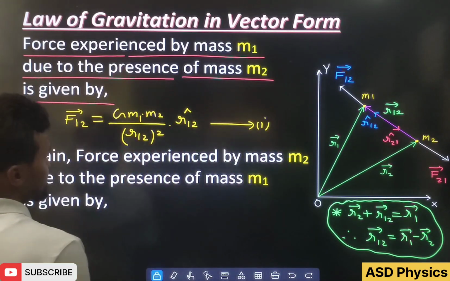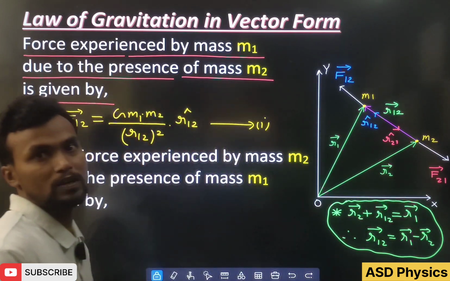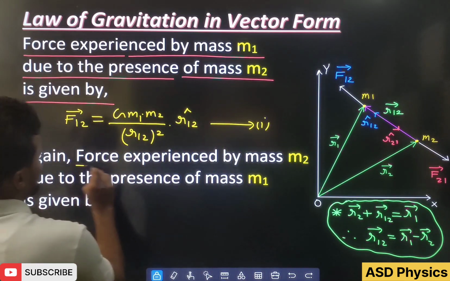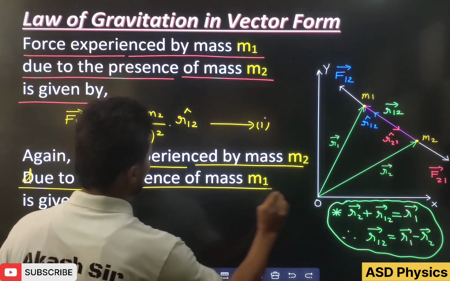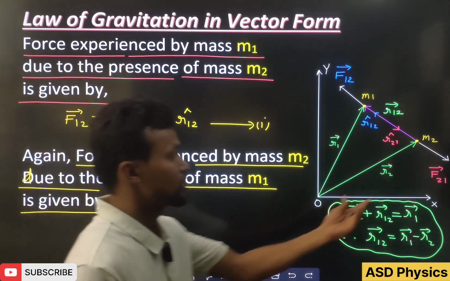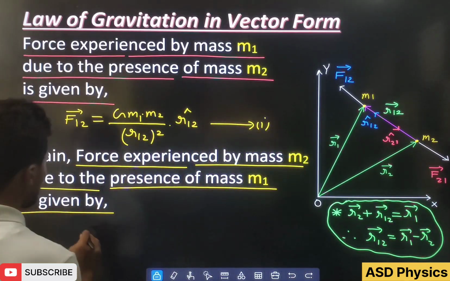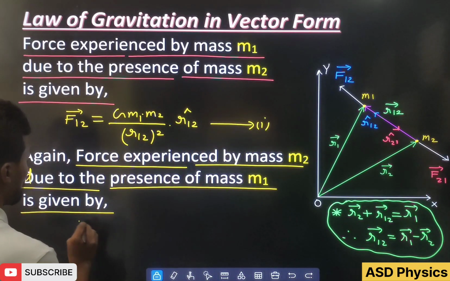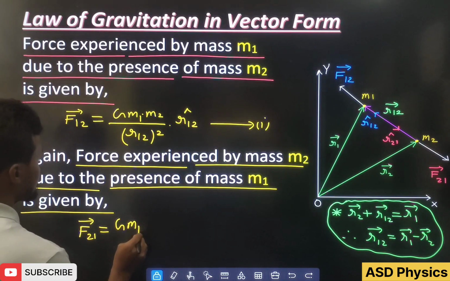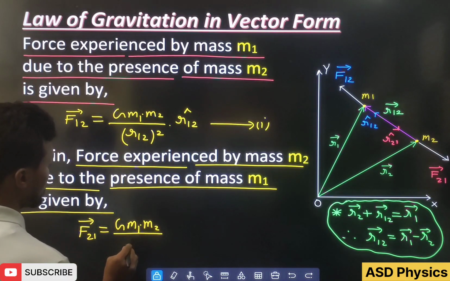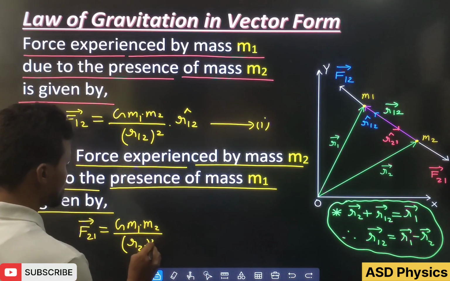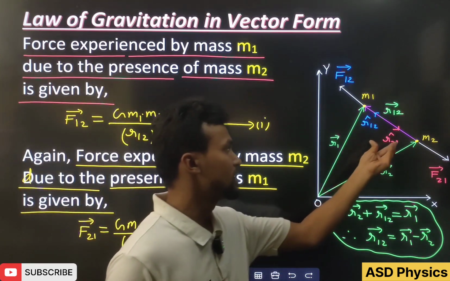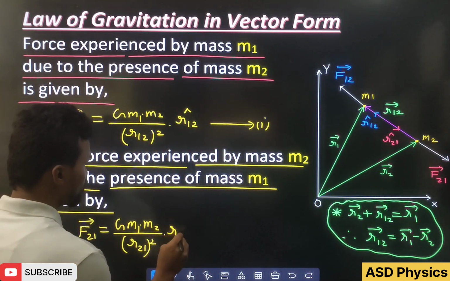Now we are going to talk about F21. Again, the force experienced by mass M2 due to the presence of mass M1 is given by, so let's talk about F21. Kindly see, F21 is given by, the magnitude is the same, G M1 M2 by R21, or R12, anything you can write, not a problem because it is a distance, but just for your sake I am writing R21, and the unit vector is R21 cap.